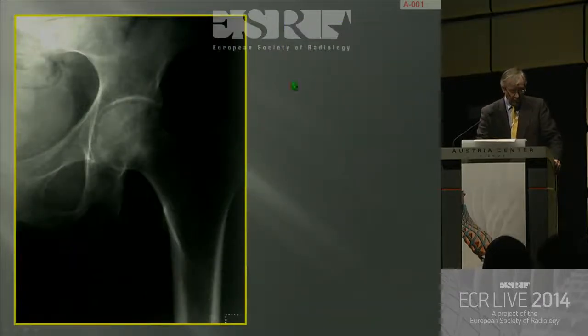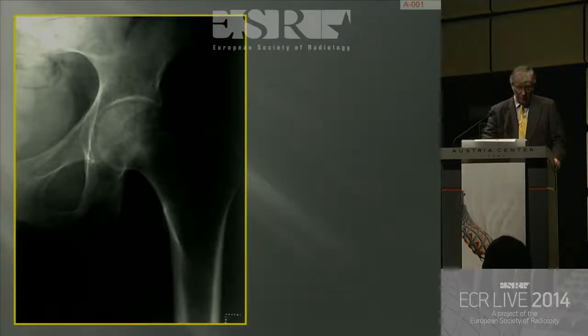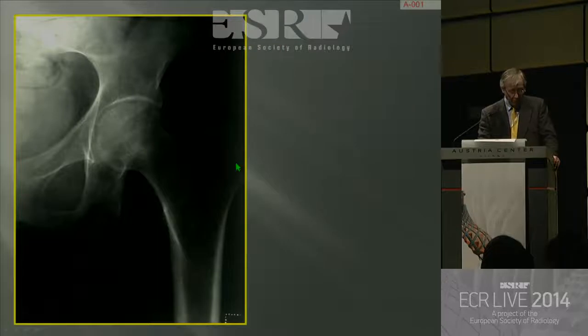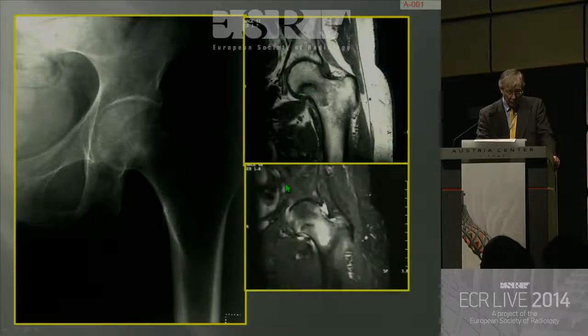This example is, again, a difficult one. There is some increased sclerosis in the femoral neck, just there. The patient had pain in the femur, and the MRI shows you the stress fracture in the femoral head with the edema. But the lesion is seen on the plain film. So you haven't gone straight to an MR. You've actually been able to make a probable diagnosis from the plain film.